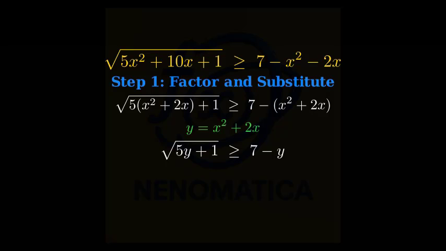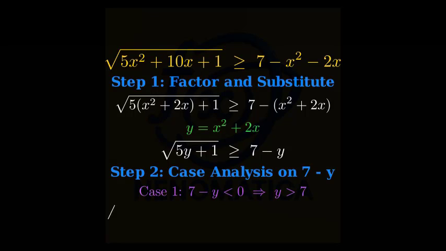Because the same combination x squared plus 2x also appears on the right, it is natural to substitute y equals x squared plus 2x. This turns the inequality into the square root of 5y plus 1 greater than or equal to 7 minus y. Step 2. We analyze by cases based on the sign of 7 minus y.